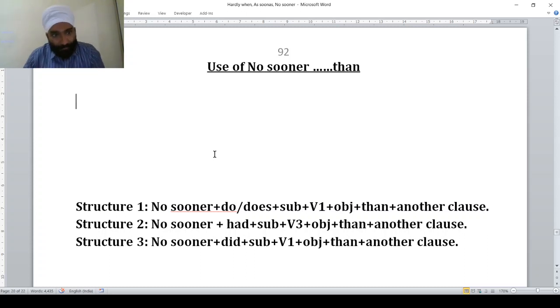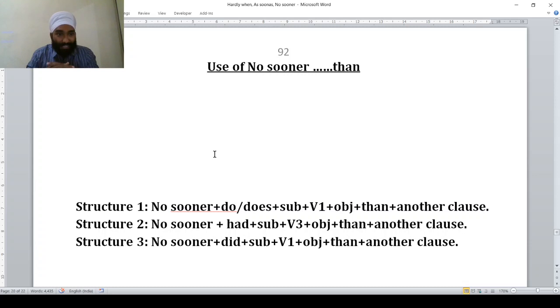In today's video we will see what is no sooner than. No sooner than and hardly when, scarcely when. These are similar to coordinating conjunctions. These are correlative conjunctions because they come together. Two words such as no sooner and than come together to join two clauses.